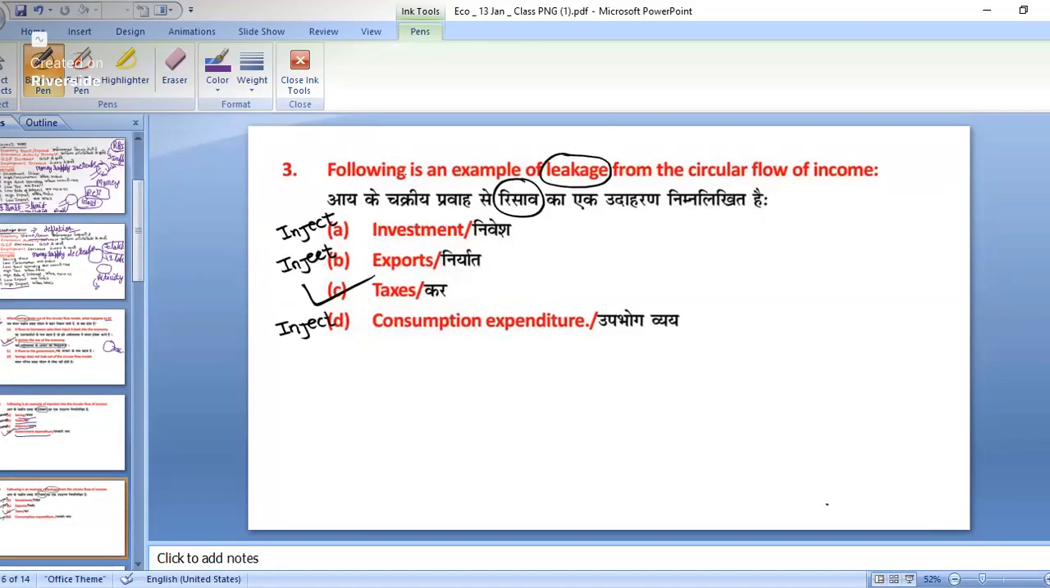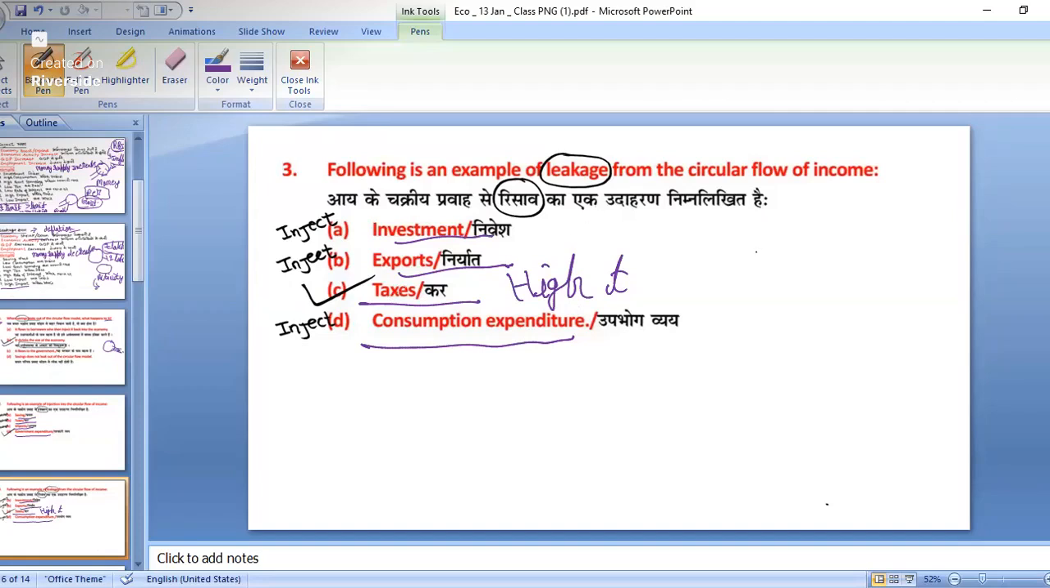Then we have: the following is an example of leakage from the circular flow of income. In injection, we saw that we have investment, high export, and high consumption. These are examples of injection, whereas high taxes is an example of leakage. See, high might not be there, only taxes will be there. You must guess that it will be high tax only. So if you have high tax, there will be leakage.